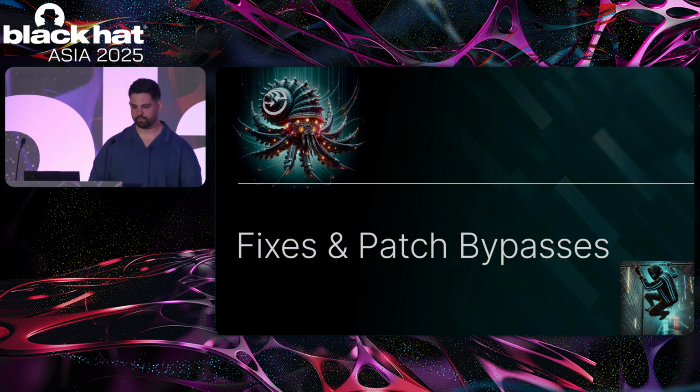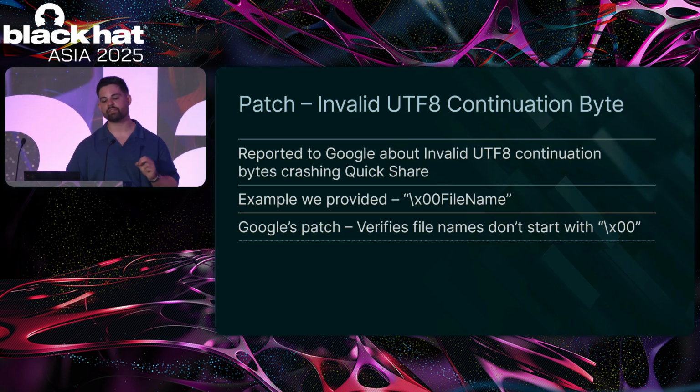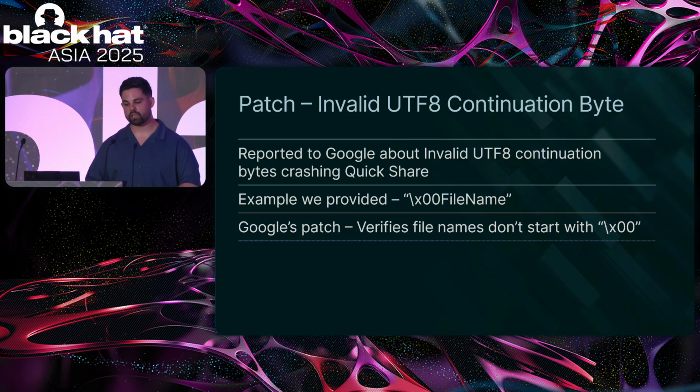Now, most of them did fix the issues, as far as we could tell, but there were a few surprises. So the first surprise was with one of the denial of service vulnerabilities that the fuzzer found. This vulnerability was caused due to invalid UTF-8 continuation bytes in file names that are being sent to a victim. Now, the example that we provided was a file that starts with a null terminator, which resulted in the exception that says invalid UTF-8 continuation bytes.